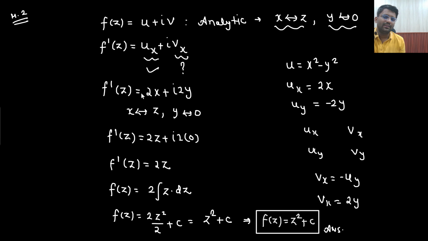X is z, y is 0. In place of x, you put z. So f dash z is 2z. Now you need to find out f of z, integrate both of the sides, job done.